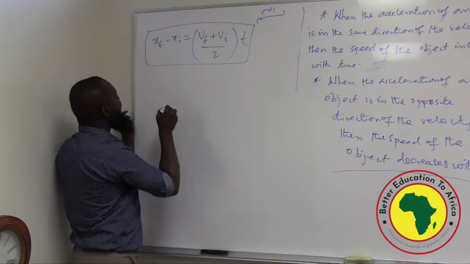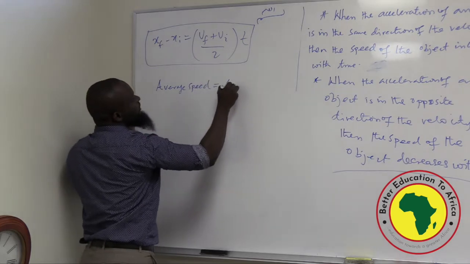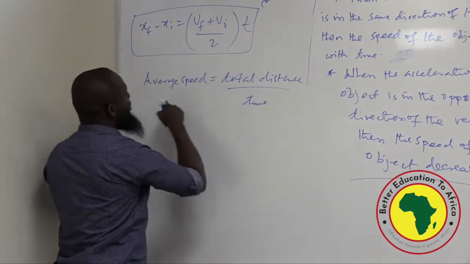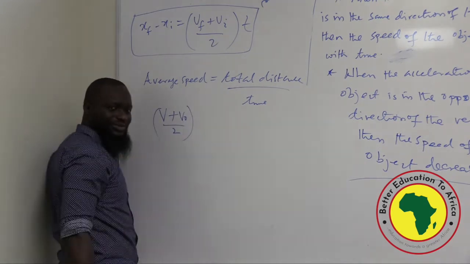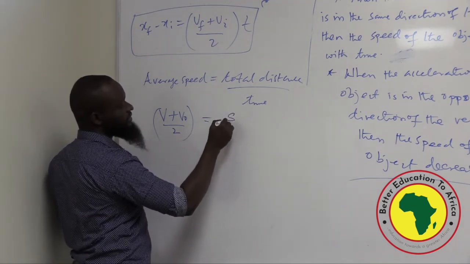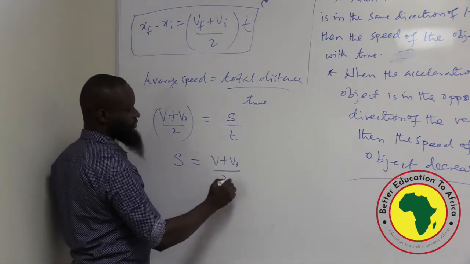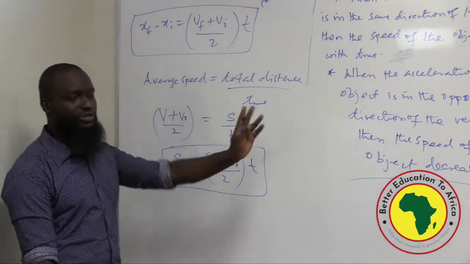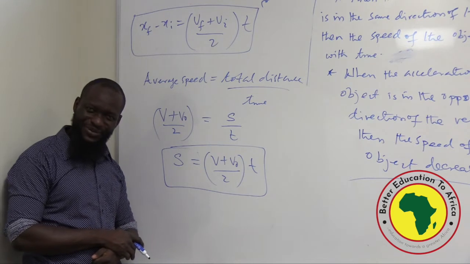Now, how do I derive this? It's from the definition of average speed. We say average speed is total distance divided by total time. What is average speed? It's final speed plus initial speed divided by 2. We have just two speeds, the initial and the final, divided by 2, equals total distance, which we call S, over T. So when we do that, S becomes V plus V naught over 2 bracket T. Just that. So you can use any other notation to write it down. So the first two equations are just from definitions that we already know. Okay?